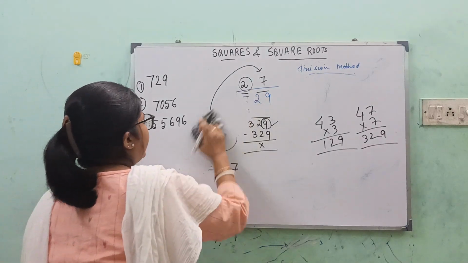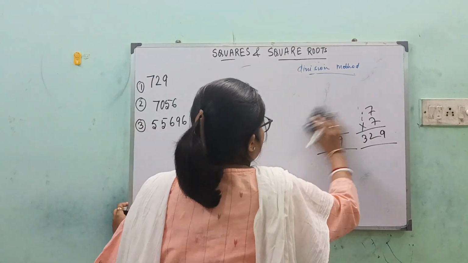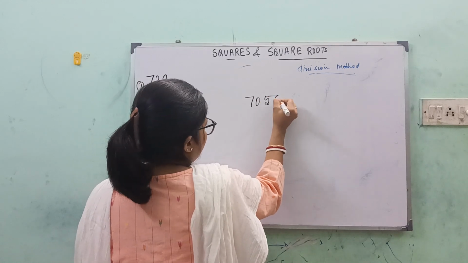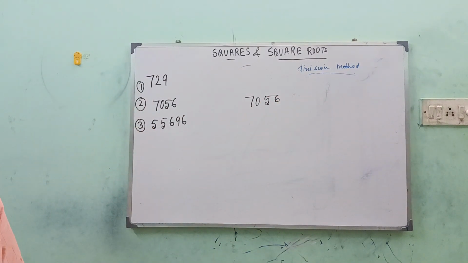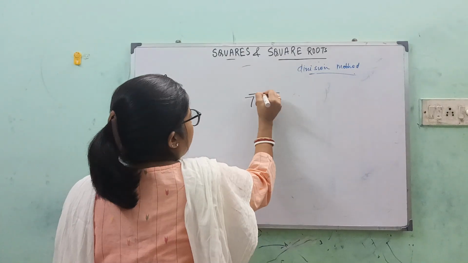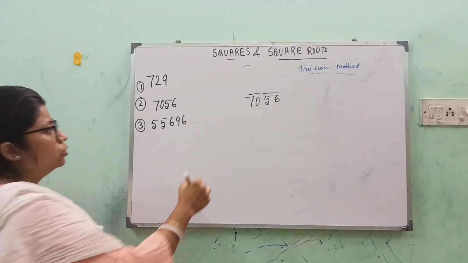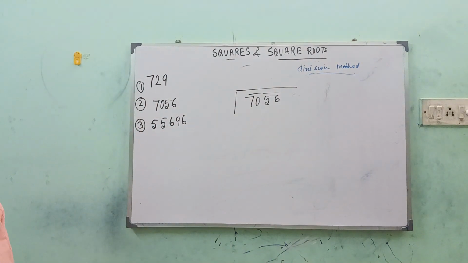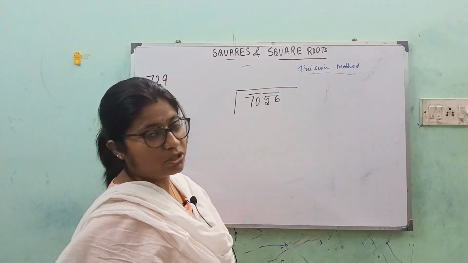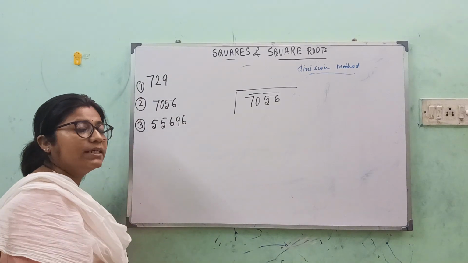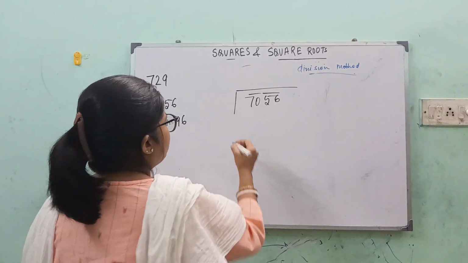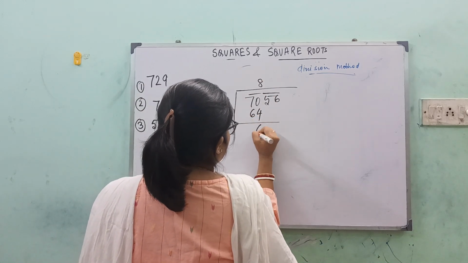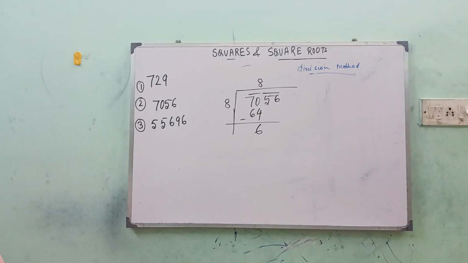Alright. Going to the next sum. 7056. So here we have 4 digits in the square. So you can see that the number of periods here is 2. Now 70. Which perfect square is closer to 70? 70 is not a perfect square, but a perfect square that is closer to 70 is 64. So 8 8s are 64. Minus, 6 is the remainder.